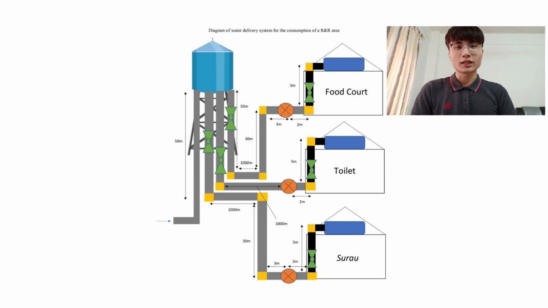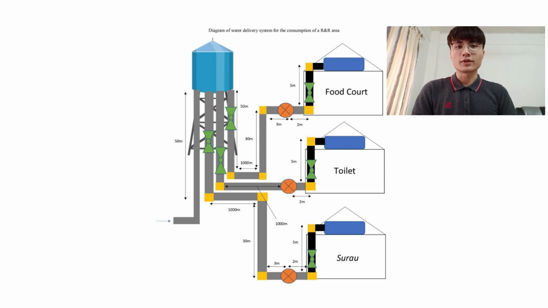The pipelines are not connected together in one system because this will affect the flow rate. For example, if the toilet is fully occupied, more water will be used in the toilet and this will reduce the flow rate at the food court and surau. This shouldn't happen because there are lots of people who will drop by the R&R, and if the water flow is very slow, it will be very inconvenient for them.